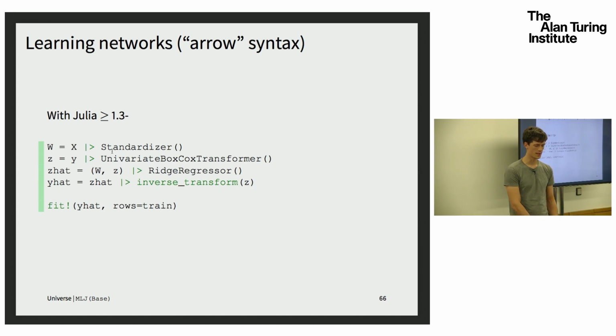So this is just syntactic sugar to say standardizer of X, right? But it's kind of nicer to write it this way because it indicates the flow of operations. So you get this secondary node W from X by just going through a standardizer. You get this secondary node Z from Y by going through this Box-Cox transform. Then you concatenate the two and you send them through a ridge regression. And finally, you invert the transform. So that's identical to the previous one, but of course much shorter. So it's kind of nicer.